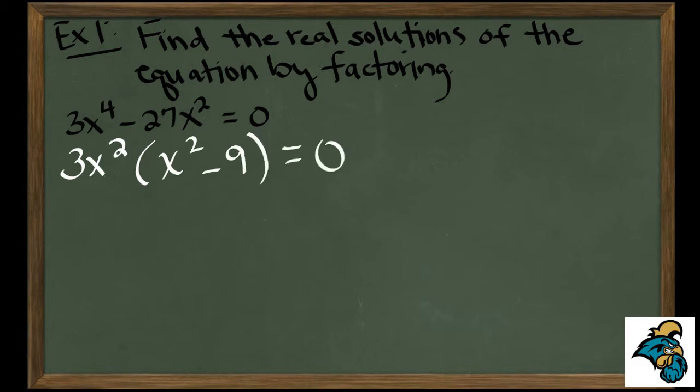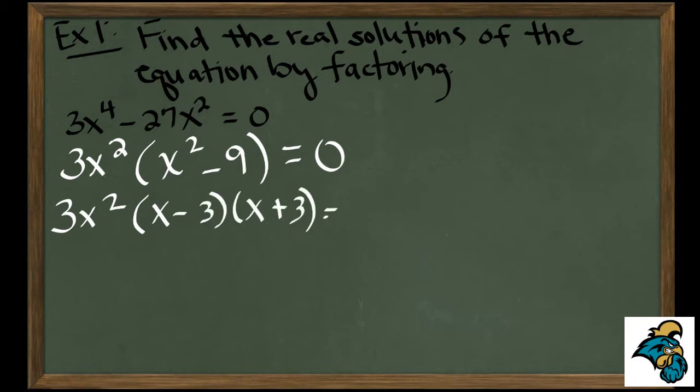Then I look at the quantity in the parentheses and see if I can factor it further. Hopefully you're starting to recognize that this x squared minus 9 is a difference of squares. So I can factor that a little bit further. 3x squared, and now this x squared minus 9 is going to factor to x minus 3 times x plus 3, and we still have it equal to 0. Now I have three factors: 3x squared, x minus 3, and x plus 3.